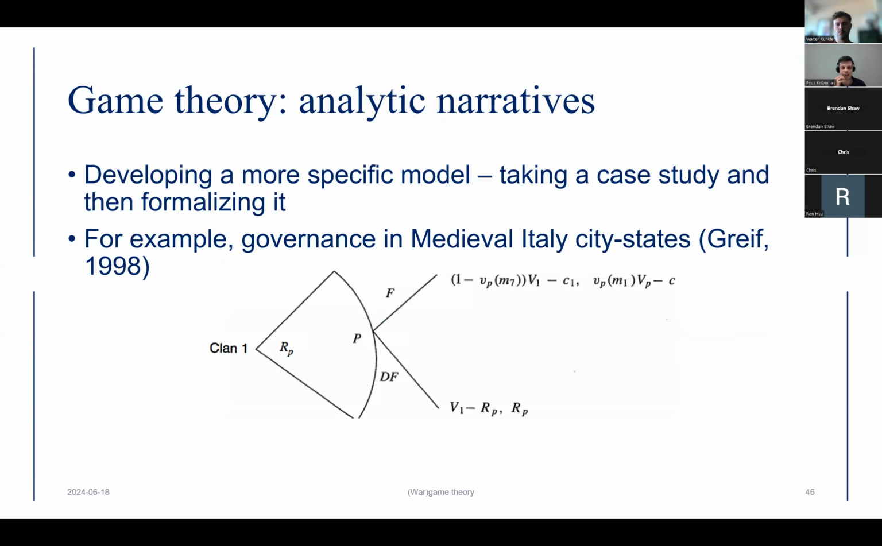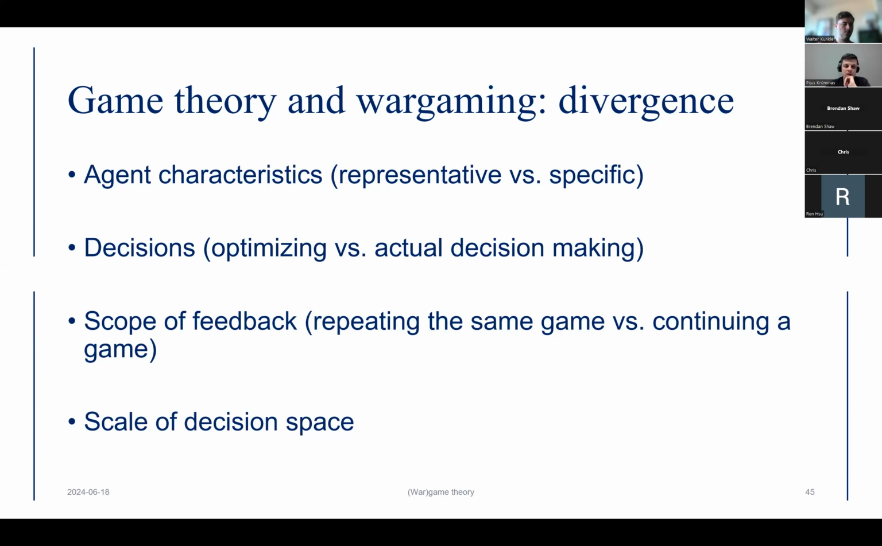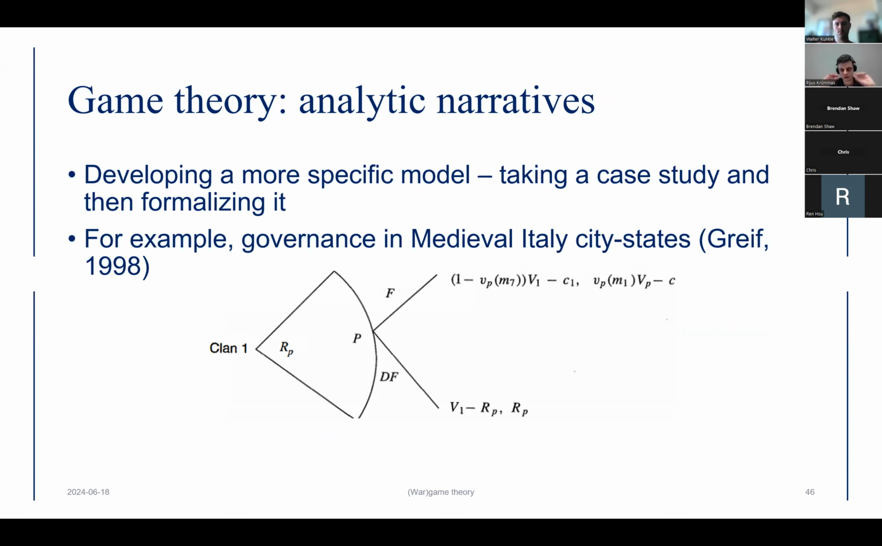So here is an example of analytic narrative, which sort of overcomes some of the challenges, or it aims to overcome some of the challenges, such as a high abstractness of models and high level representativeness of agents, by taking a case study and formalizing it. And that's an example from a paper by Greif. Actually, it's a book chapter on medieval Italy. So, trying to use game theory to explain some very specific situation.